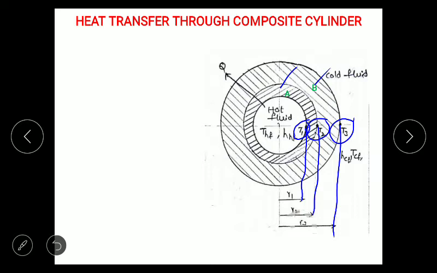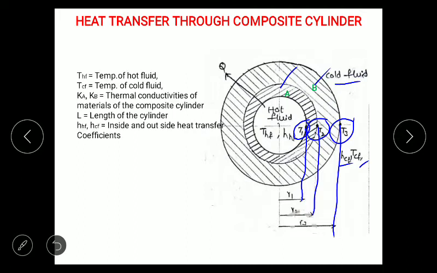The composite cylinder is placed in such a way that it is exposed to cold fluid at the external surface. So HCF is the heat transfer coefficient of the cold fluid that flows over the composite cylinder. TCF is the temperature of the cold fluid. As it is made up of two different materials A and B, Ka and Kb are the thermal conductivities of those two materials which constitute this composite cylinder. Now, L is the length of the cylinder, which is invisible here, but it actually possesses some length. Length of the cylinder is assumed to be capital L.